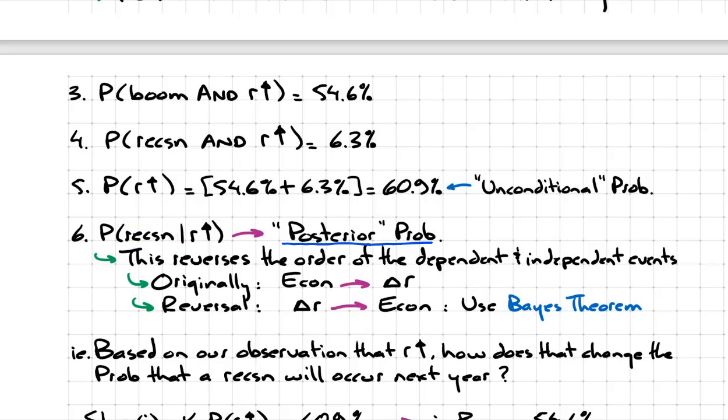So it reverses the pattern. It says if interest rates go up, what would be the probability that we're in a recession? Originally, the state of the economy would affect interest rates, but now it's reversing. It's saying if you see what's happening to interest rates, what can you tell about the economy? And this is basically what Bayes' theorem is.